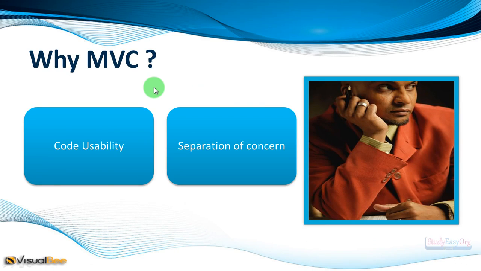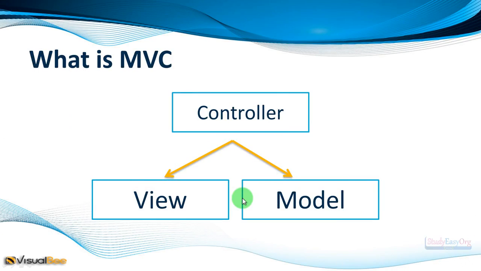Why MVC? Basically, MVC is used for code usability and separation of concern. Well, code usability is easy to understand. We can reuse the code. Let us understand what is separation of concern. Now, what are these concerns? These concerns are nothing but model, view, and controller.